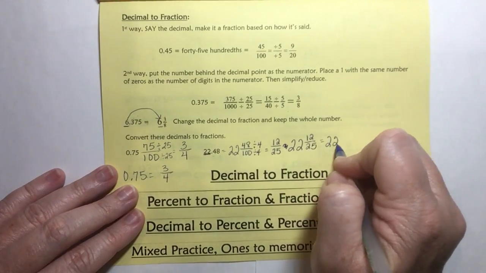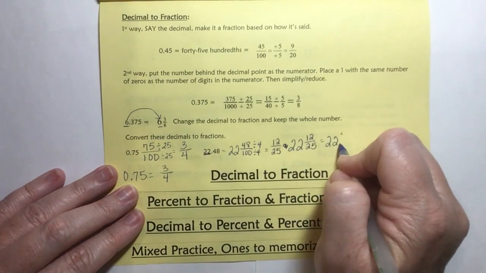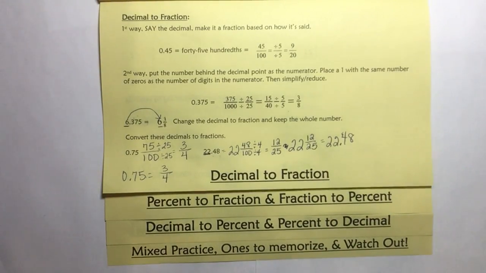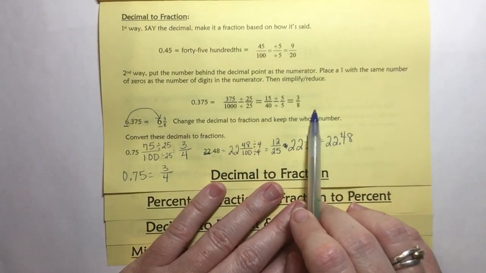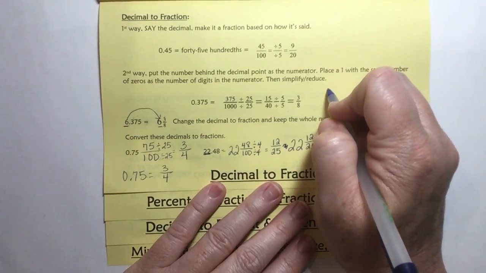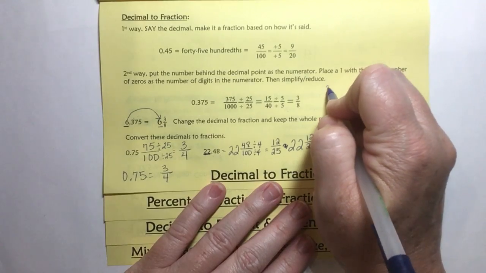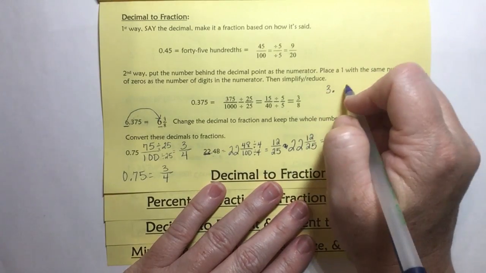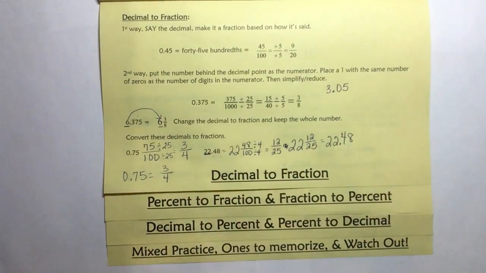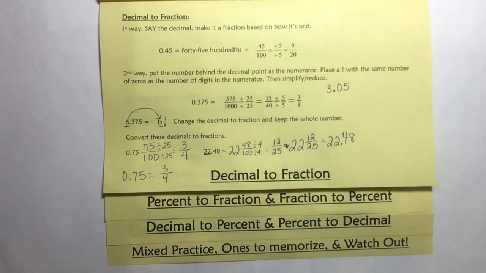Equals 22 and 48/100. There we go. Now, I do want to point something out about this way right here that I thought about while I was doing this. So let's say that you had 3 and 5/100ths. 3 and 5/100ths, right?